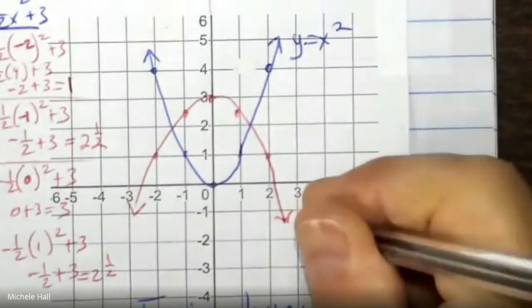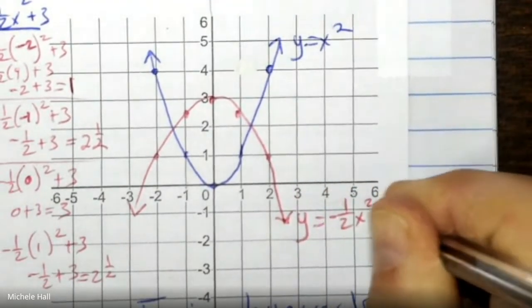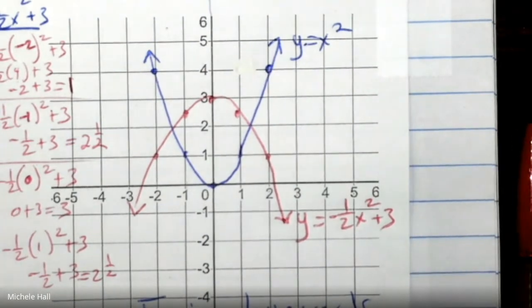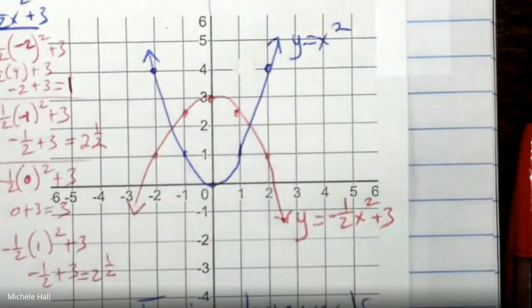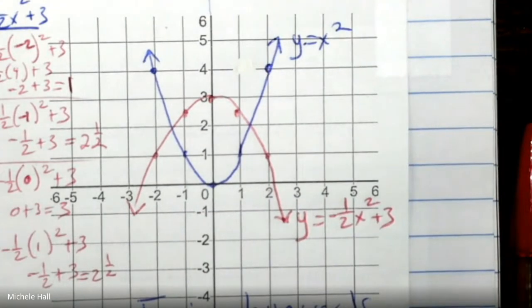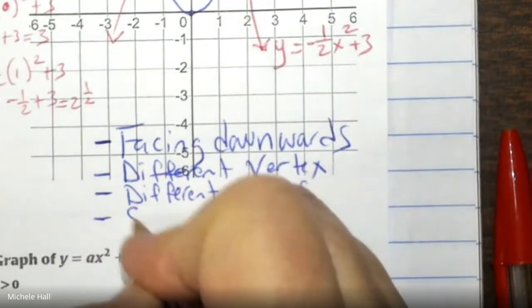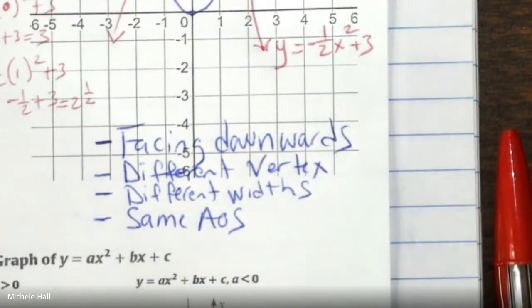Don't forget to label each of your graphs. Y equals negative 1/2 x squared plus 3. Yes. They have a different width. This one is skinnier than the second one. But they both share the same axis of symmetry. Ooh, that's good. Different widths. Same axis of symmetry. And then we're going to go back and do that on the first one. What's the same? What's different on the first graph?